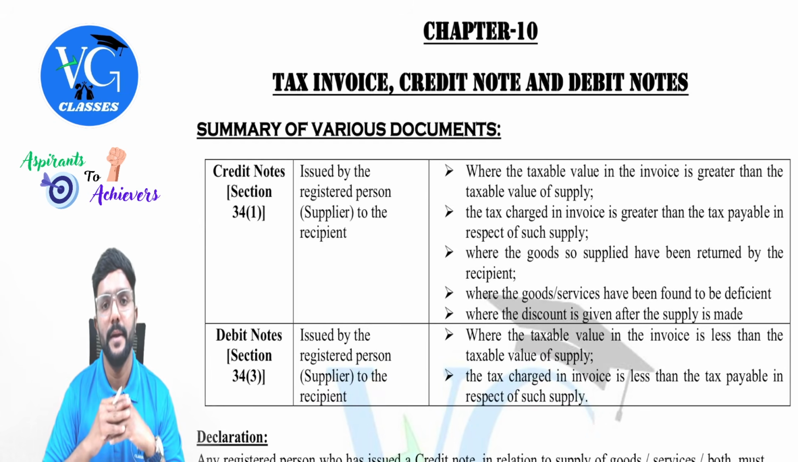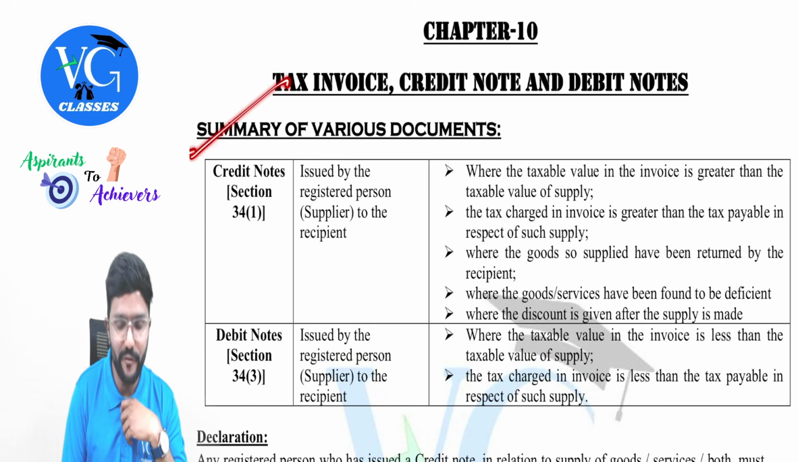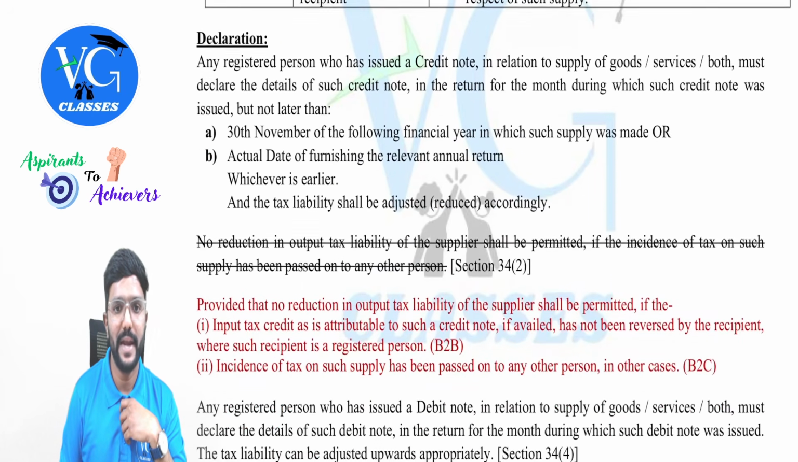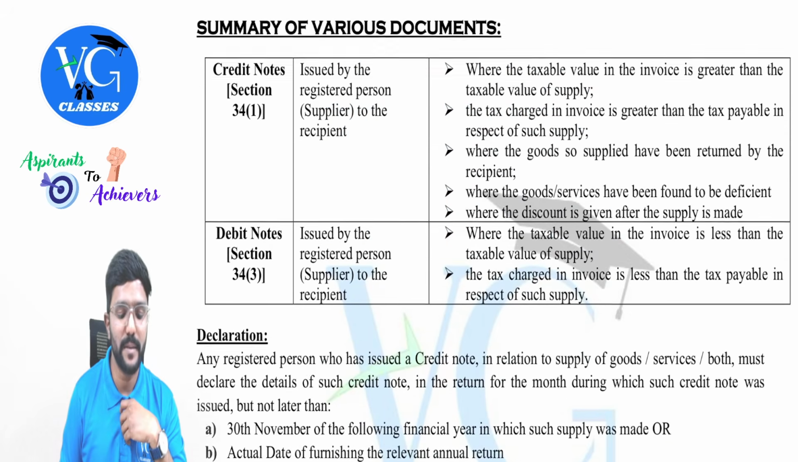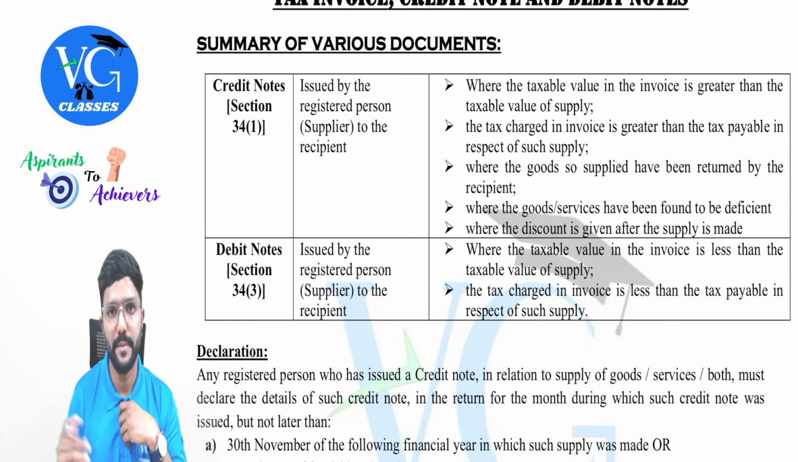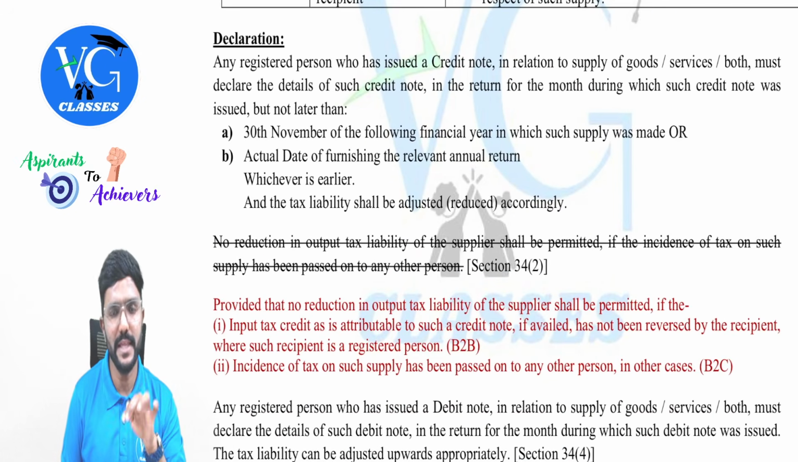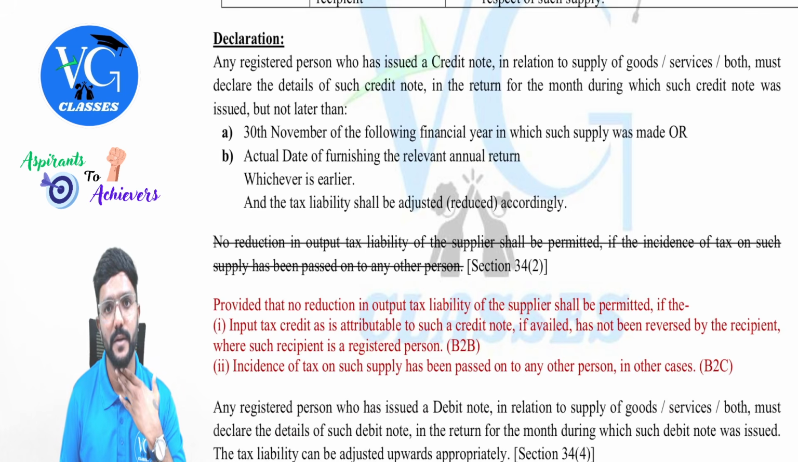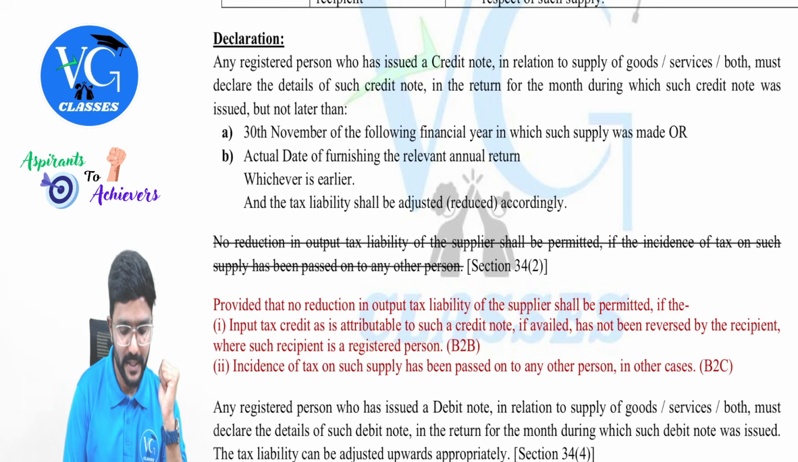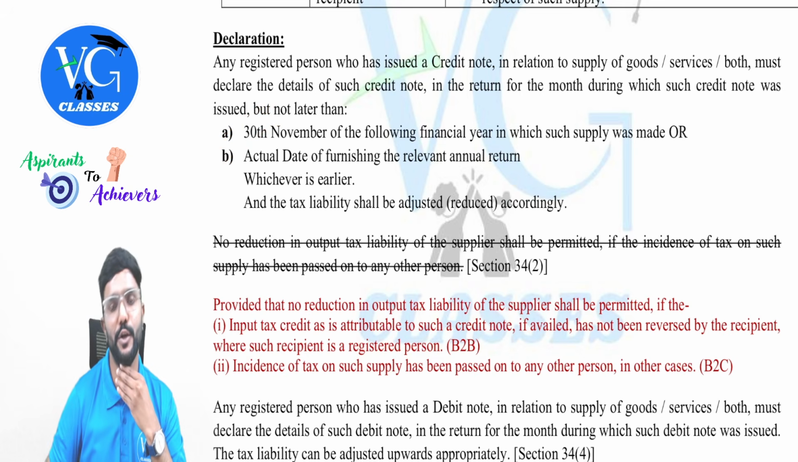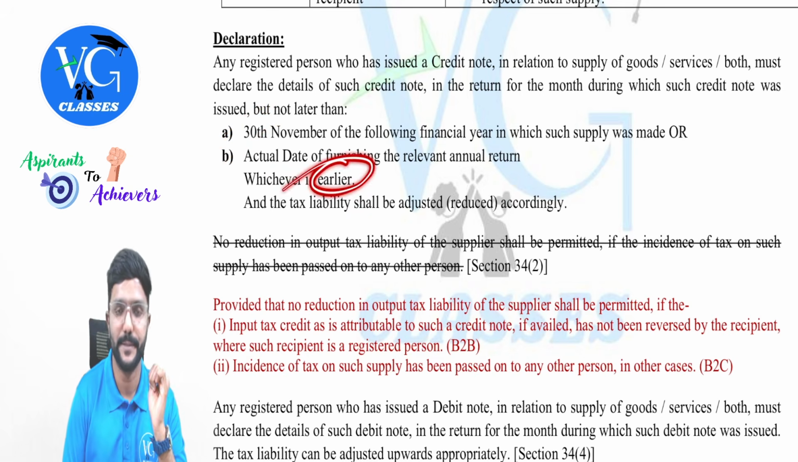Yes. Next, chapter 10, tax invoice, credit note and debit note. There I have given the summary of various documents. The last two documents, if you remember, are the credit note and debit note. So there we had a declaration that whenever the supplier issues a credit note to the recipient, he has to disclose that information in the return to be filed in the month in which the credit note is issued, but not later than 30th November of the next financial year or the actual date of filing annual return, whichever is earlier.